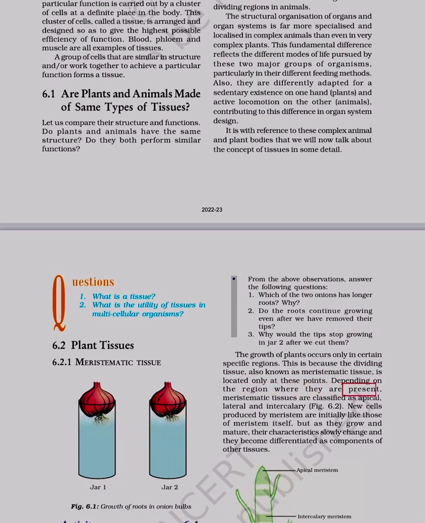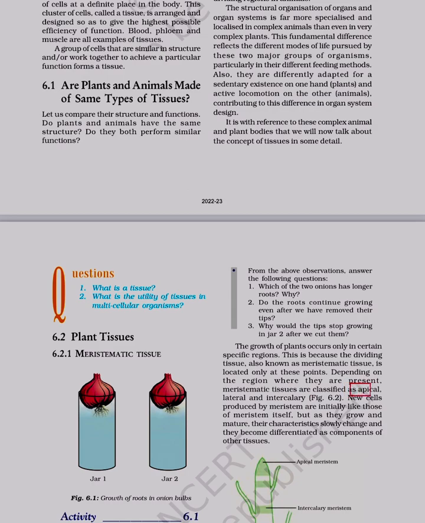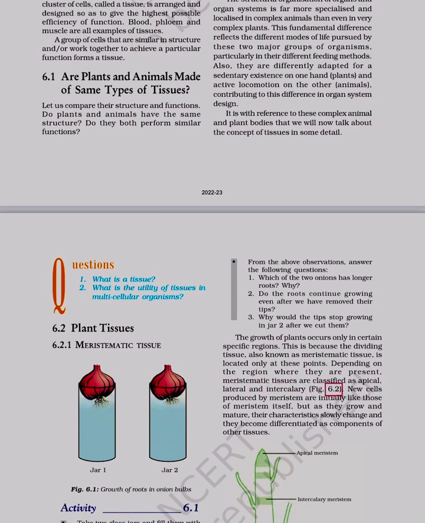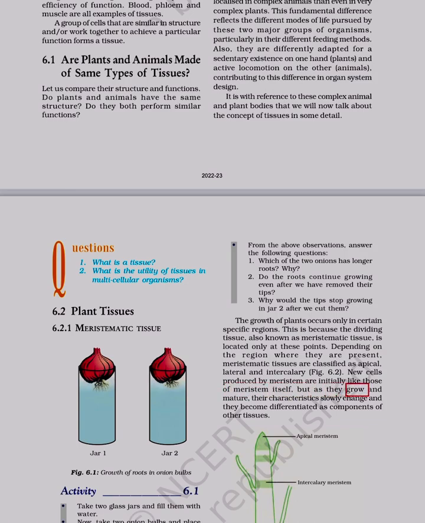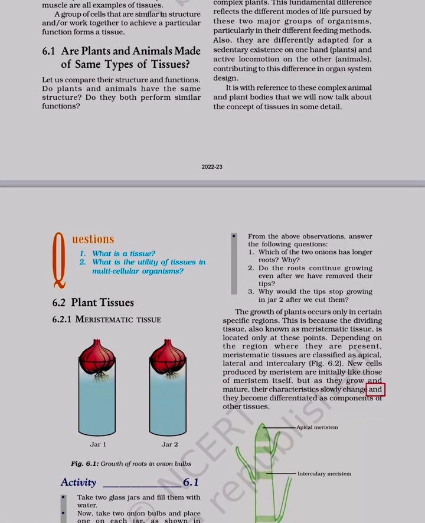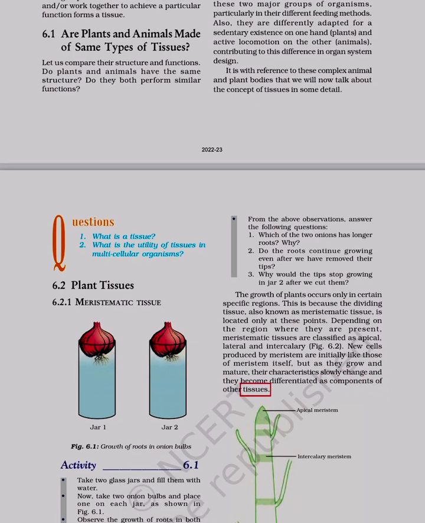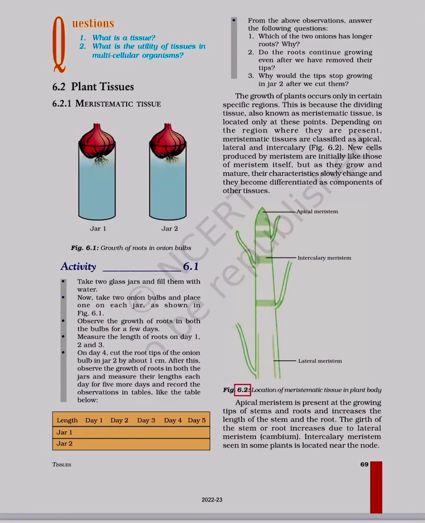Depending on the region where they are present, meristematic tissues are classified as apical, lateral and intercalary. Figure 6.2. New cells produced by meristem are initially like those of meristem itself, but as they grow and mature, their characteristics slowly change and they become differentiated as components of other tissues. Apical meristem, intercalary meristem, lateral meristem. Figure 6.2. Location of meristematic tissue in plant body.